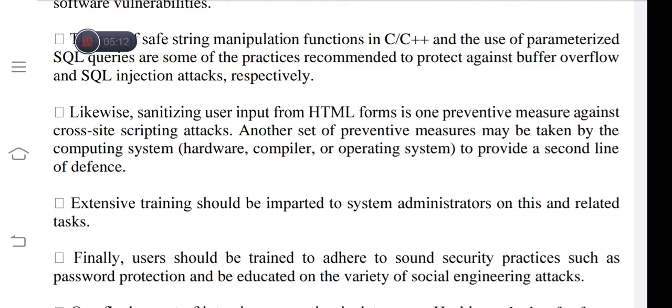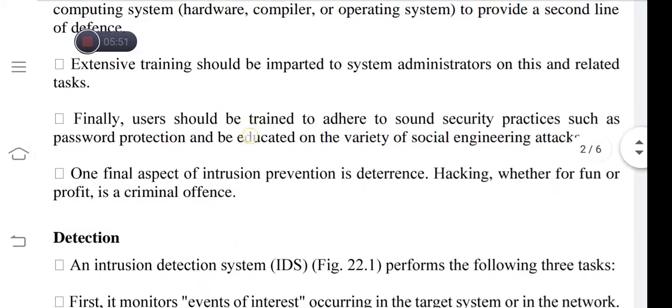Another set of preventive measures may be taken by the computing system to provide a second line of defense. Obviously, the system administrators should be trained on this type of related issues and tasks, and the user should also be trained to adhere to sound security practices such as password protection, and should be educated on the variety of social engineering attacks.